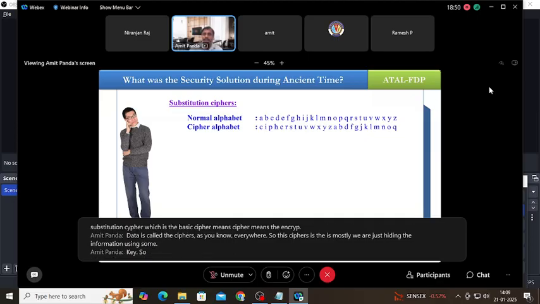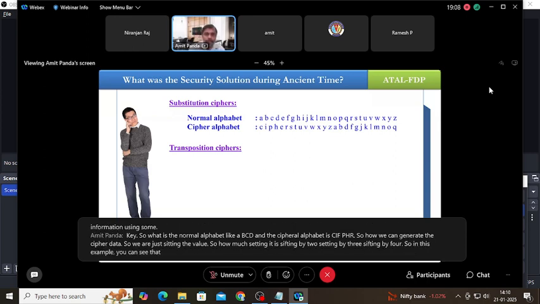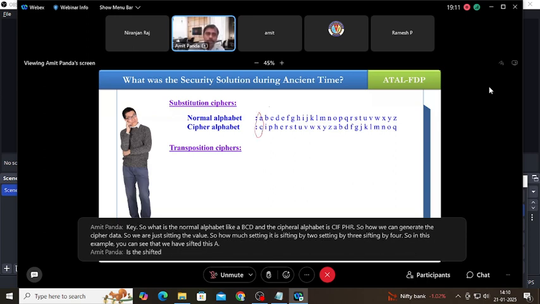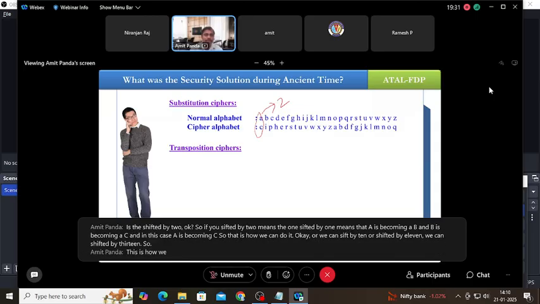So what is the cipher? The normal alphabet is A, B, C, D, and the cipher alphabet is C, I, F, P, H, E, R. How can we generate this cipher data? We are just shifting the value. How much shifting? It can be shifting by 2, by 3, by 4. In this example, you can see that A is shifted by 2. If shifted by 1, A becomes B and B becomes C; in this case, A becomes C. Or we can shift by 10, by 11, or by 13. This is how we normally do the shifting operation.